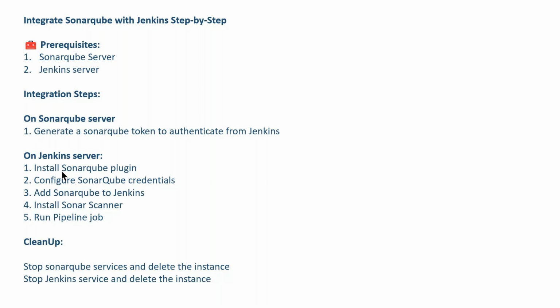Once you install the plugin, after that we need to configure. Once we configure, integration will happen, right? Once we integrate, we can perform the activities. After that, configure SonarQube credentials. Where do we configure them? We need to go to Jenkins. In Jenkins, we have Manage Jenkins, we have Credentials. In that, we need to add the credentials. After that, we need to add SonarQube to Jenkins. How can we add? We go to Configure System in Jenkins and add SonarQube to Jenkins.